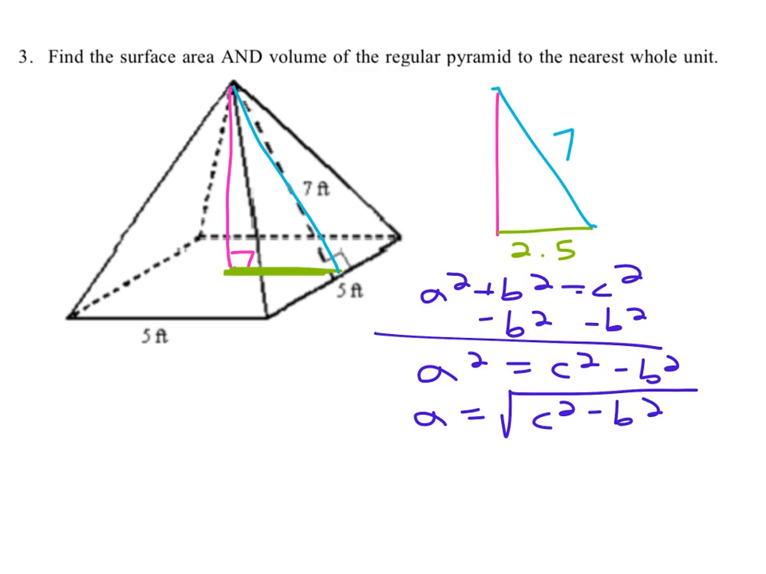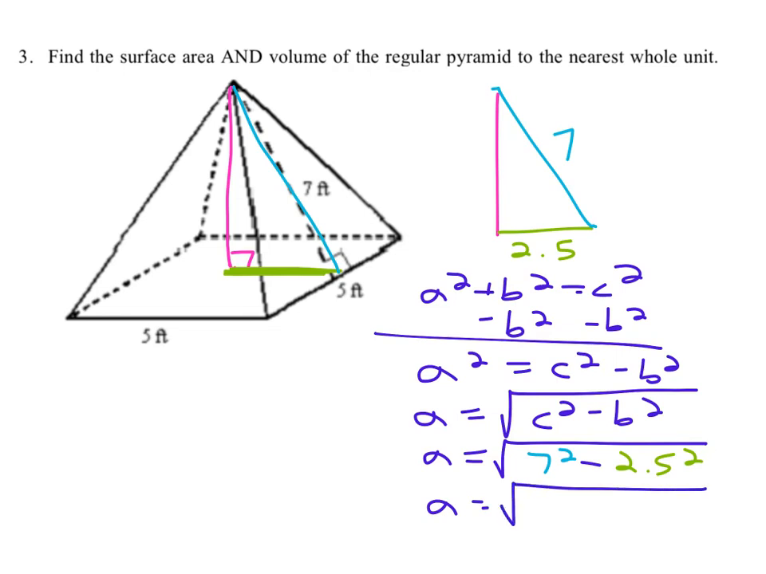And why am I doing all that? Because when we plug in these numbers, c squared, the hypotenuse squared, is 7 squared, minus b squared, which is 2.5 squared. Calculating that, you get 49 minus 6.25. Just happen to know that.